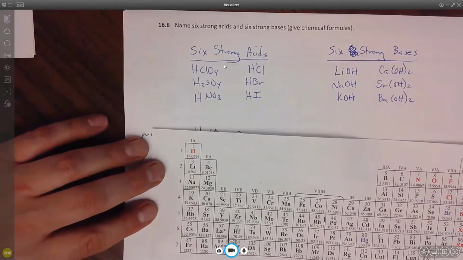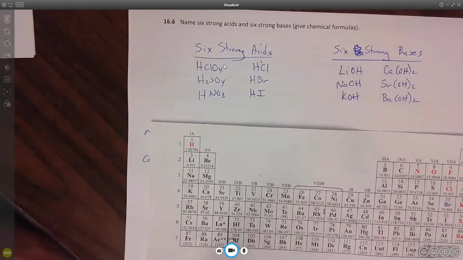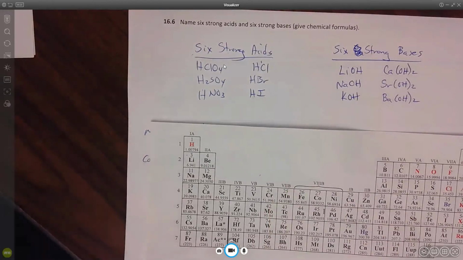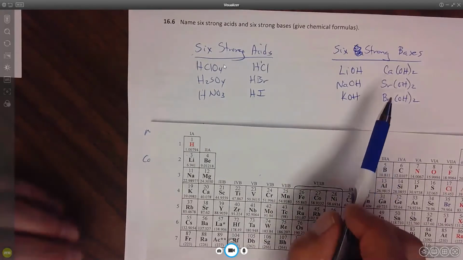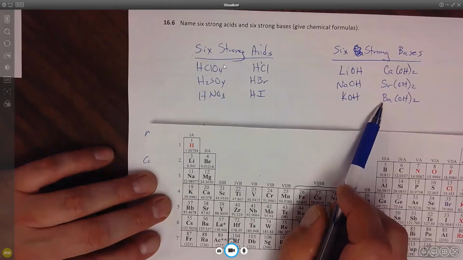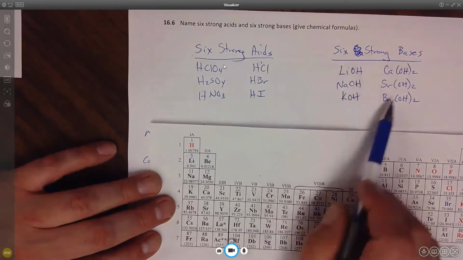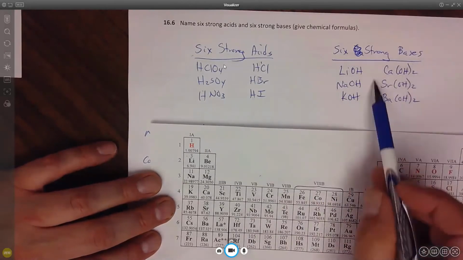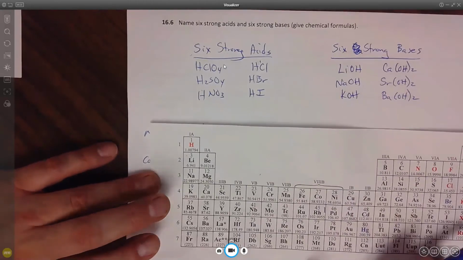What phase label would I give these strong bases? Aqueous. They're aqueous, right? So again, we know from the solubility rules, most hydroxides are insoluble with the exception of our 6 strong bases.